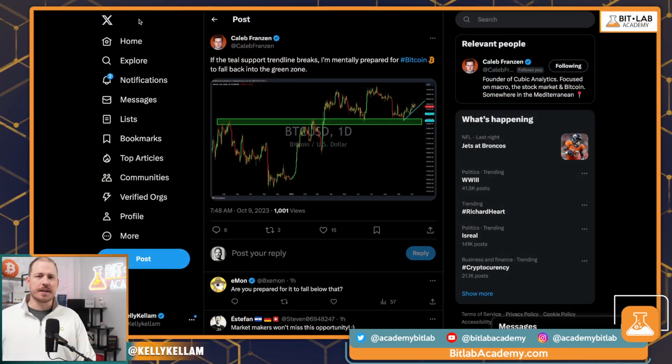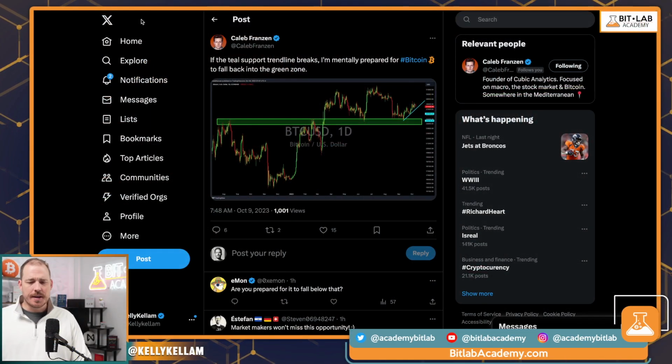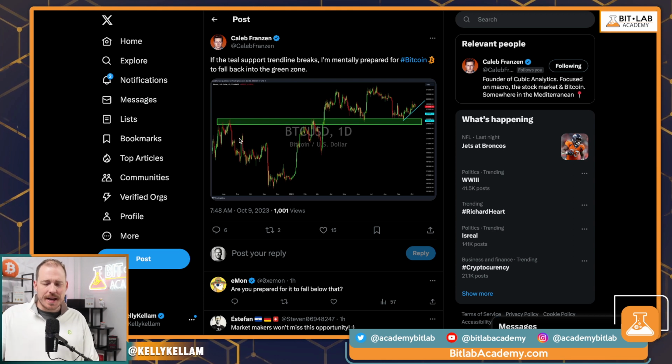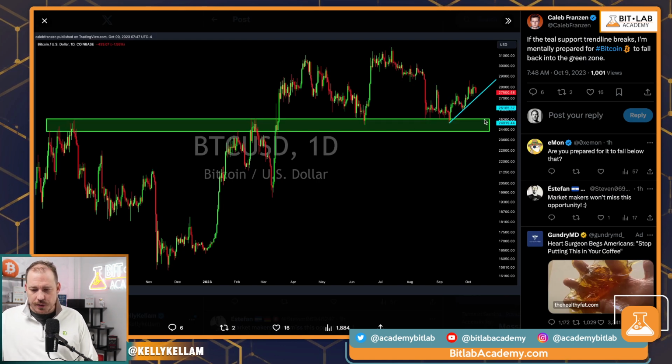First things first, from Caleb Franzen, a breakdown of the daily chart on Bitcoin. Key level that we're watching here. Not only do we have this midterm, not macro, but midterm support level that everybody's watching right here at these previous lows that we've already tapped twice on both these retraces, but we also have this teal line of rising support. If we lose this teal line, we'll be looking at coming down testing that $24,900 zone. If we lose that, this is when things start to get ugly.